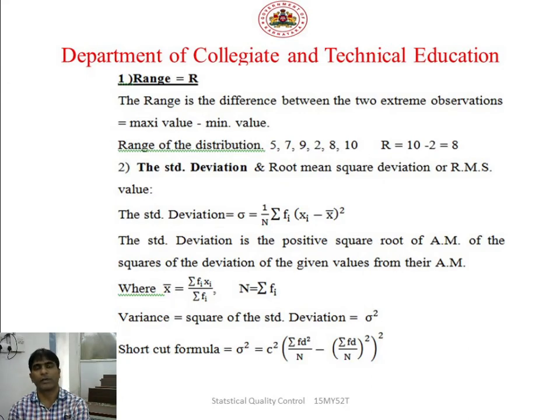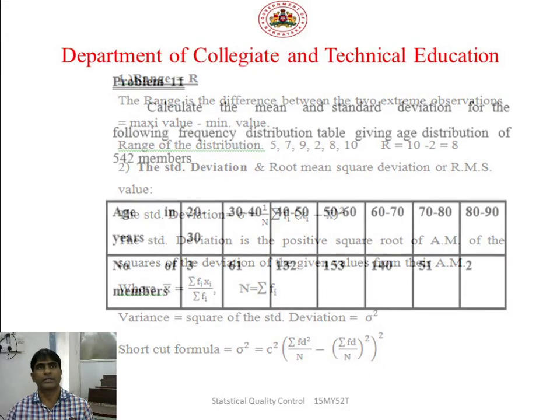Now the shortcut formula for calculating standard deviation. Sigma square is equal to c square times, summation f d square divided by n minus, summation f d by n, bracket square, and the whole bracket square. Here you should note that summation f d is different from summation f d square. Like that we can calculate sigma, that is, standard deviation. With the help of a problem we will be solving this.